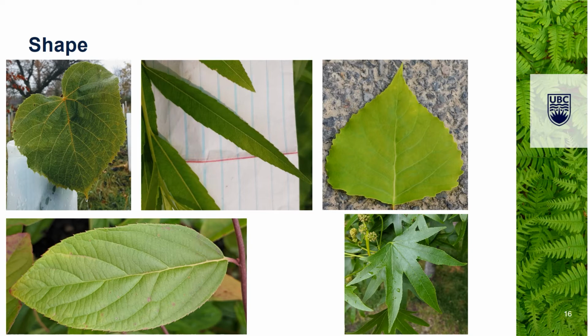Top right is a deltoid or triangle-shaped leaf, which belongs to Populus deltoides. It also has an acuminate leaf tip. On the bottom right, we have Liquidambar styraciflua, which has the palmate or hand-shaped leaf. And finally, we have an ovate or oval leaf with an acute tip, which means the tip forms an angle less than 90 degrees, and this leaf belongs to Itea virginica.